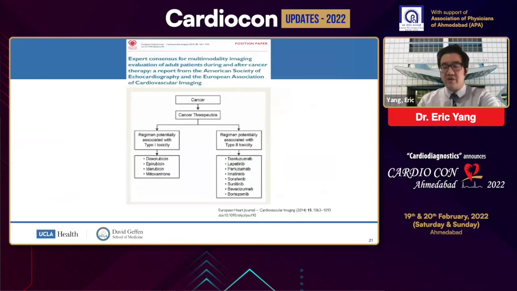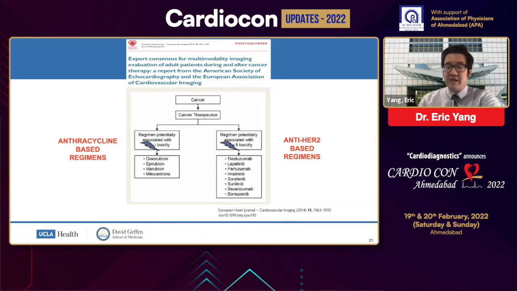The American Society of Echo a few years back also had an algorithm of how often one should be screening for cardiotoxicity. While the model they use, the type 1 and type 2 toxicity, I believe is flawed and oversimplistic, it is probably best to substitute type 1 with anthracycline-based regimens and type 2 with anti-HER2-based regimens, not including all the other classes of tyrosine kinase inhibitors, because those have not been studied in the same fashion as anti-HER2 treatments.